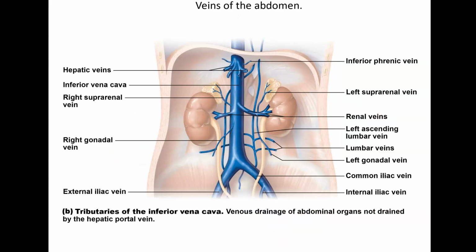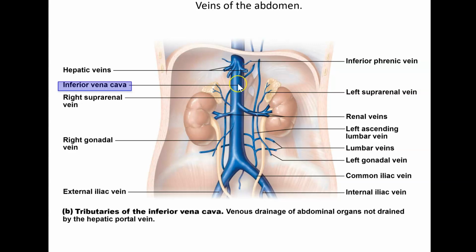Now to discuss our veins of the abdomen. Most of them are going to be similar to the way the arteries were arranged, but we will have some differences. So first thing I want to draw your attention to are these hepatic veins. Remember that when we had our discussion on portal veins, these hepatic veins are going to carry the deoxygenated blood that is not nutrient rich into the inferior vena cava to go back into the heart.